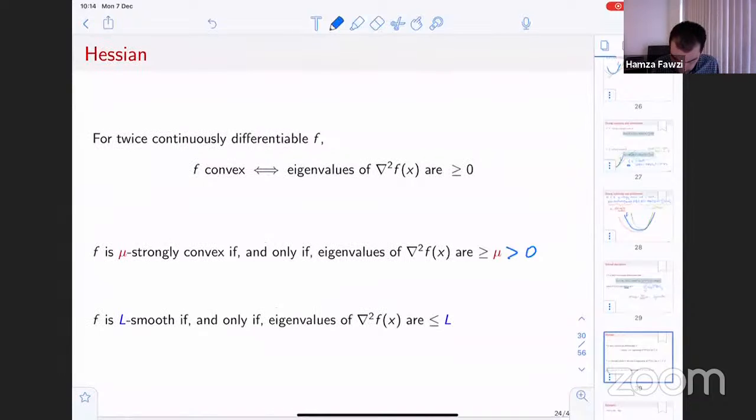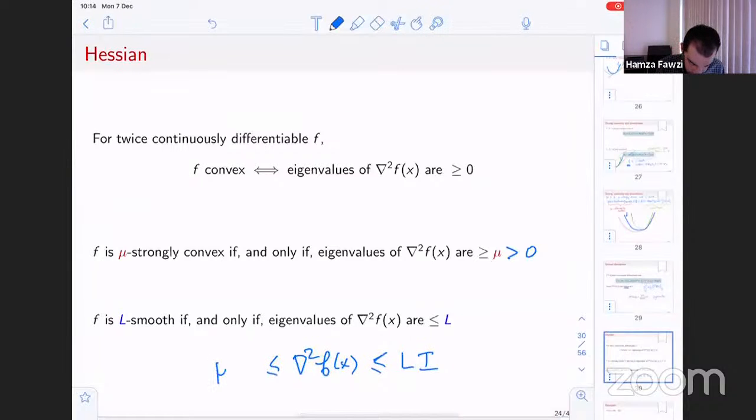If f is mu strongly convex and L smooth, something that you will see some people writing is that the Hessian of f of x is less than L times identity, which means that all the eigenvalues are less than L, and is bigger than mu times identity, which means that all the eigenvalues are bigger than mu.